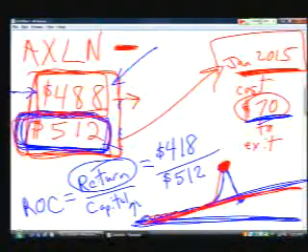Hey, it's okay. I'll exit the trade. I'll let somebody else have that $70. I'm going to just lock in my profit of $418 out of $512 of capital. Now we have a new problem on our hands.